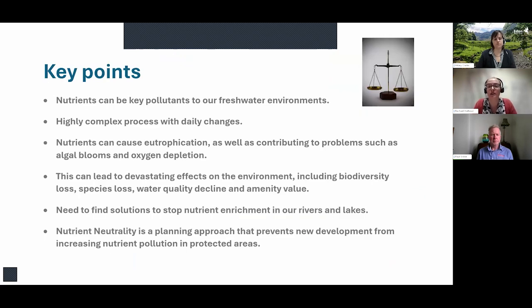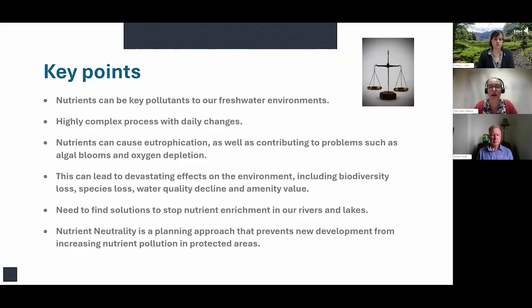So key points just to take away from that then. Nutrients can be key pollutants to our freshwater environments. I've done a very whistle-stop tour there of nutrients, but it is a highly complex process, and there are daily changes in terms of oxygen and carbon dioxide. Basically, it can cause eutrophication or anoxic conditions where you will have algal blooms and oxygen depletion.